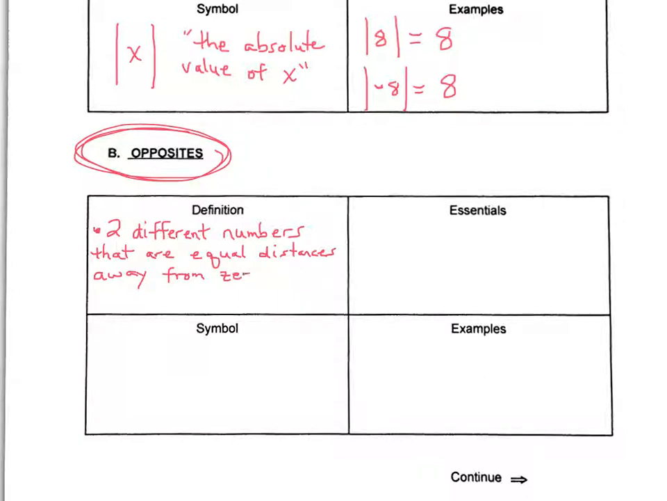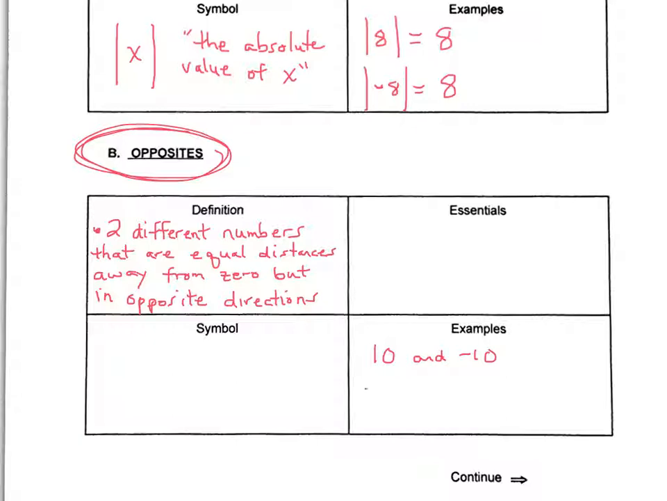But one's positive and one's negative because you go in opposite directions. So one's going to be positive and one's going to be negative. For example, 10 and negative 10. You have one positive, one negative. They're both 10 steps away from 0, but for one of them you go to the right and the other number you go to the left.